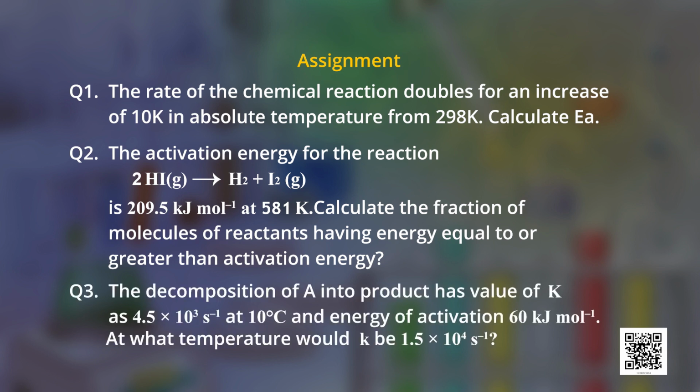Question 3. The decomposition of A into product has a value of K as 4.5 multiplied by 10 raised to the power 3 per second at 10 degrees Celsius and energy of activation 60 kilojoules per mole. At what temperature would K be 1.5 multiplied by 10 raised to the power 4 per second?